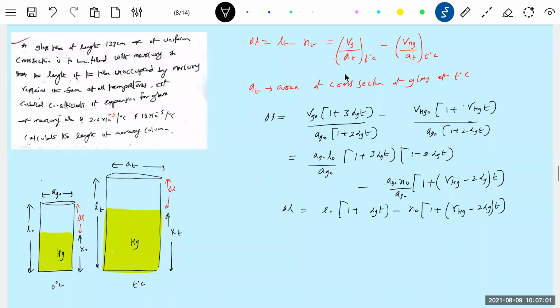Okay, this delta L should remain constant. So delta L should be equal to 0. Now equate this to 0 and solve it. L naught is what needed, no? So delta L should be constant, or delta L must be 0. So therefore L naught should become X naught 1 plus... delta L is L naught minus X naught, no?